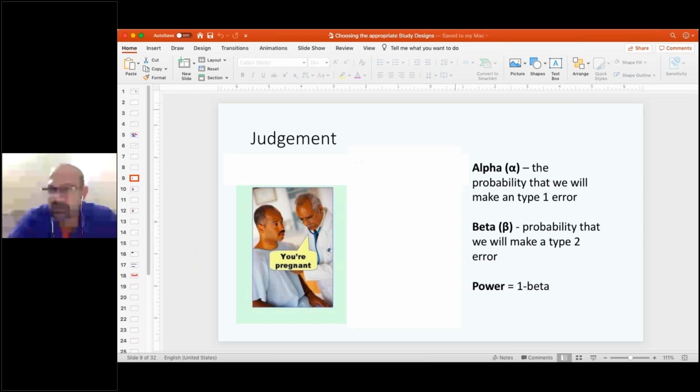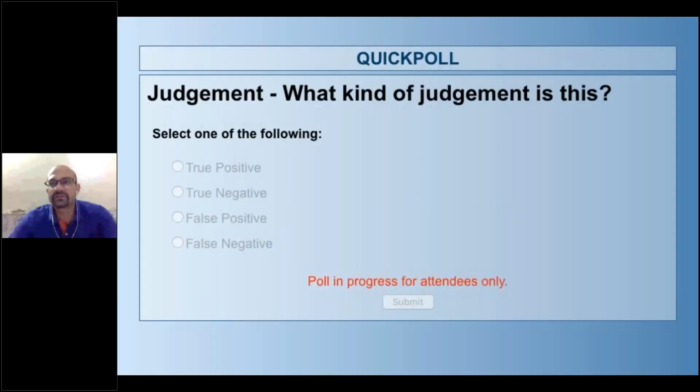So on your screen, you might be able to see one figure where a doctor is talking to a patient and tells him that you are pregnant. Now this is a judgment, but I'm launching another poll on your screen, and I want you to answer this poll. This judgment made by this particular doctor, what is this kind of judgment? Is it a true positive? Is it a true negative? Is it a false positive? Or is it a false negative?